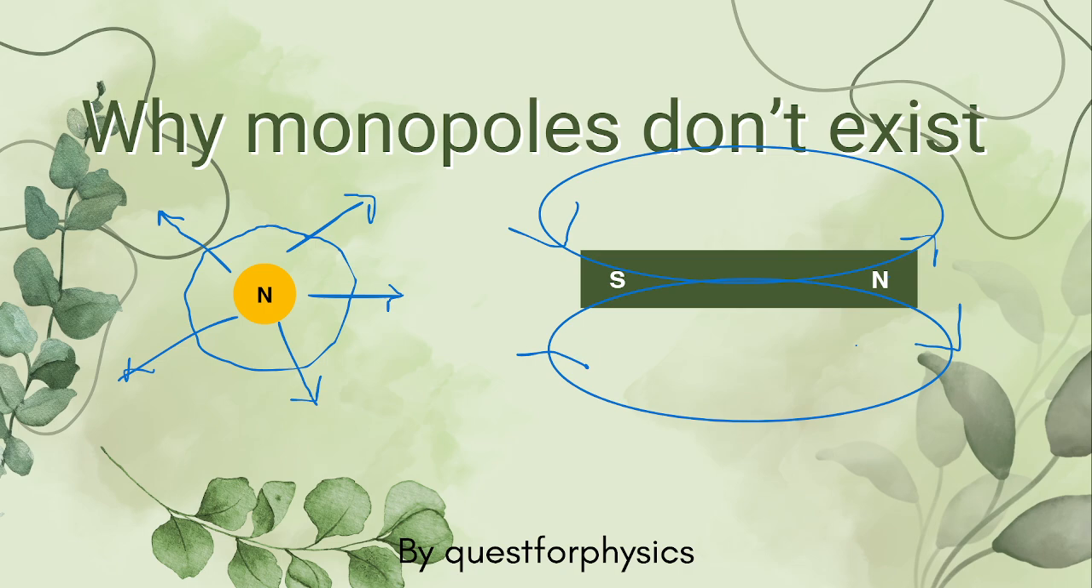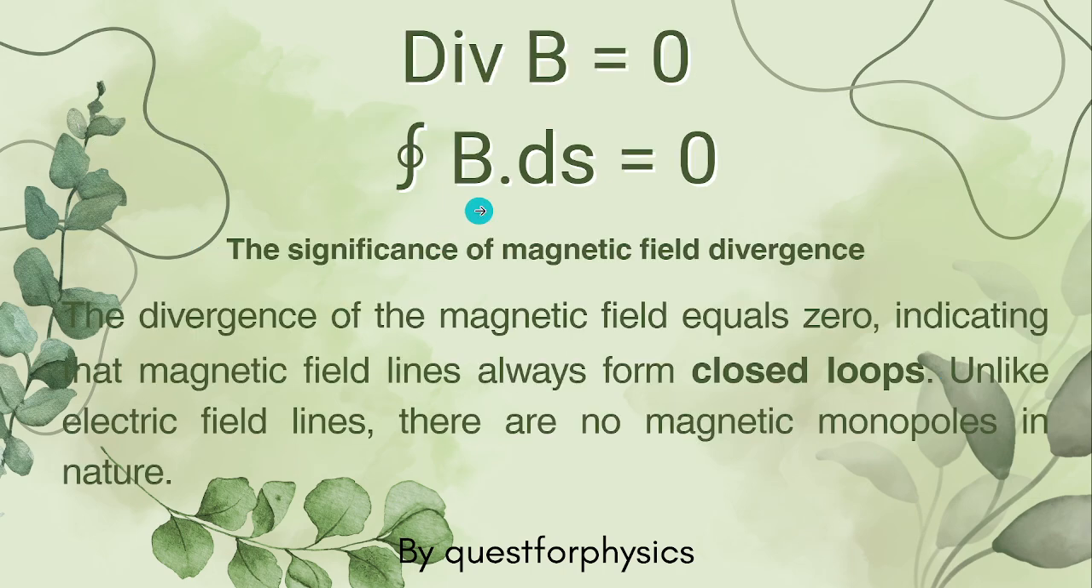We have two cases here. In the first case, we have taken a North Pole, and these lines indicate the magnetic flux coming out from the North Pole. And here we have taken a closed surface. But this situation physically represents magnetic flux through a closed surface not equal to 0. But we have studied just now, magnetic flux through a closed surface is equal to 0.